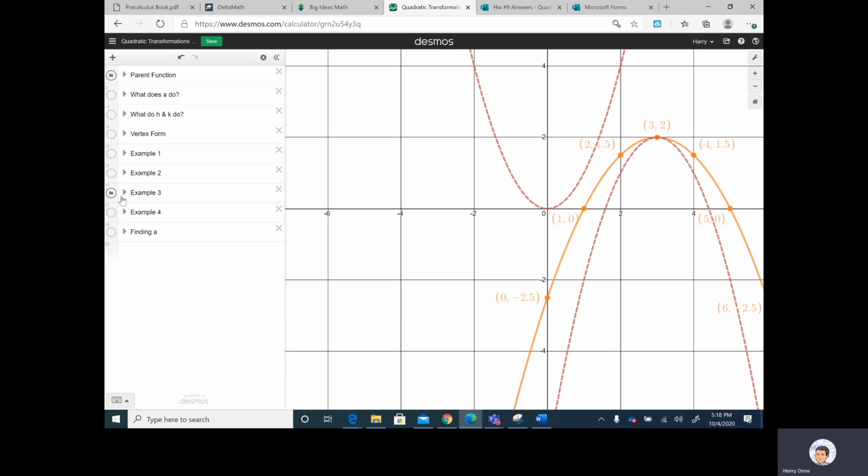When we take a look, I have 2 things graphed here. The orange is specifically what we're looking for, but the red dotted is just the parent function shifted 3 units to the right, 2 units up, and then reflected downward. When we throw the 1/2 in, you can see where we normally would have 2, 1, we're now at 2, 1.5. We've shrunk by a factor of 1/2. So it looks wider than the parent function.